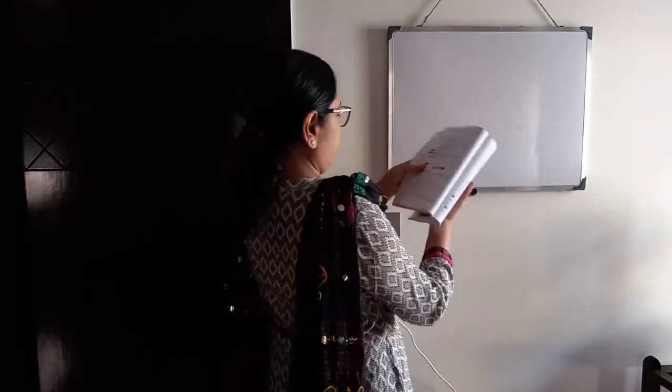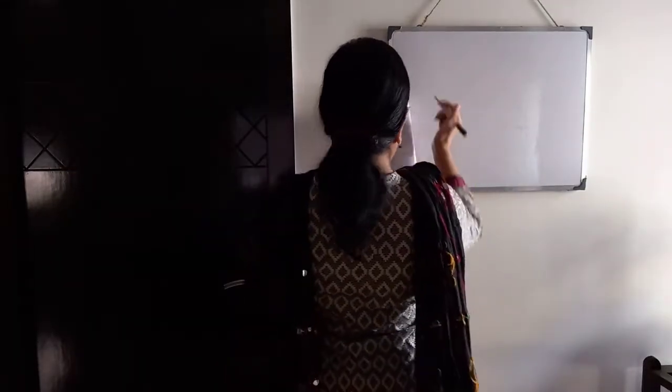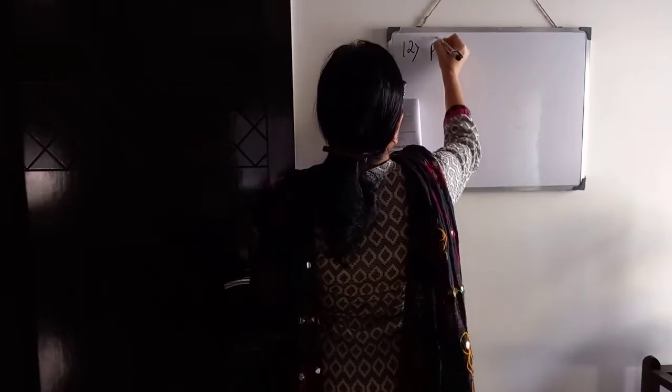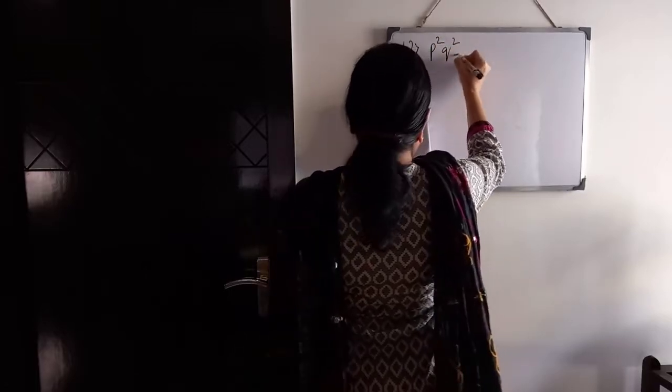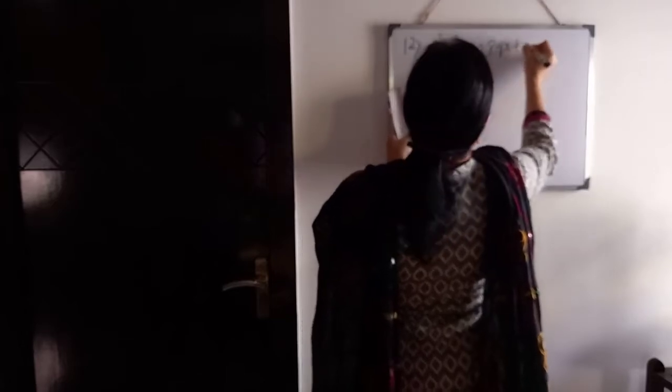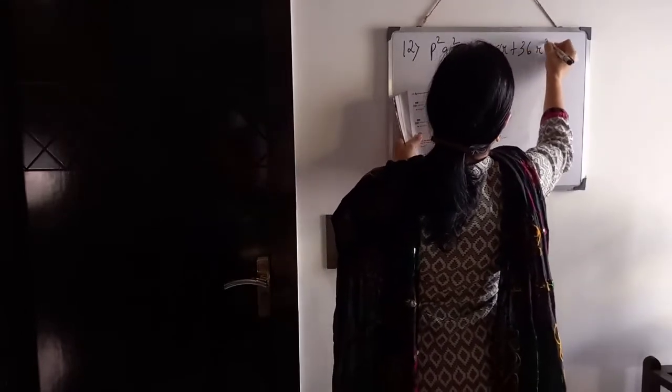Now, continuation of the previous video, that is sum number 12. I will be starting now. Sum number 12. It is given in that form: p square q square minus 12 pqr plus 36 r square.